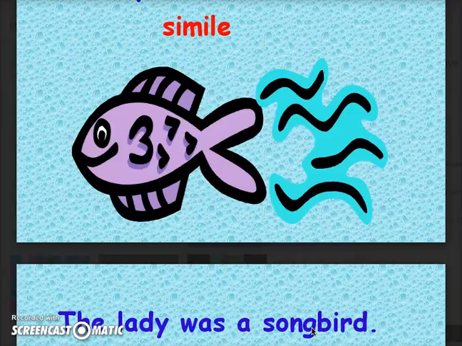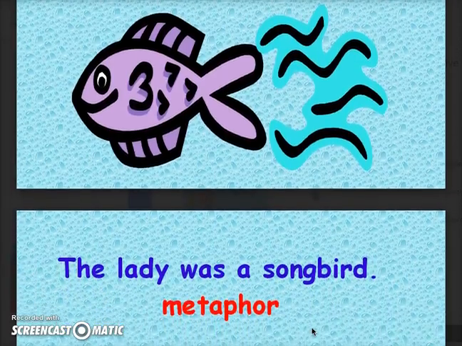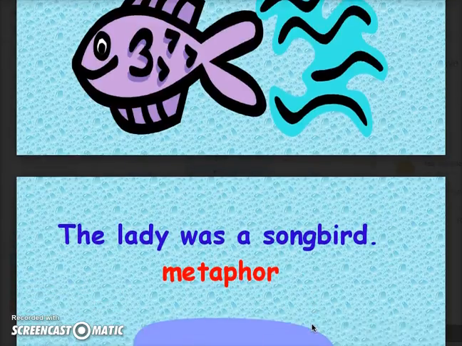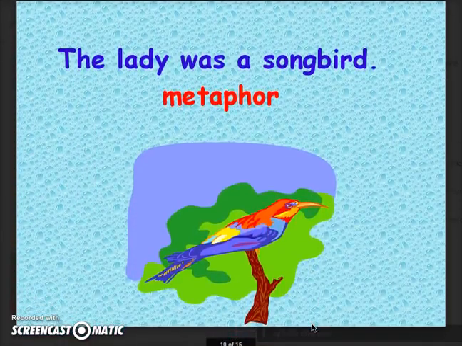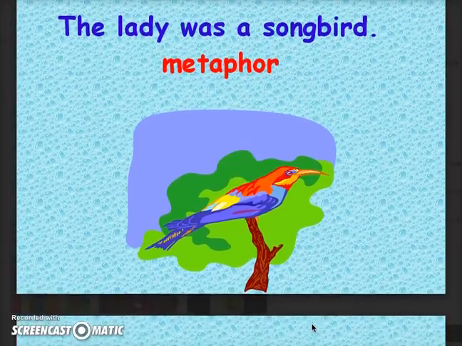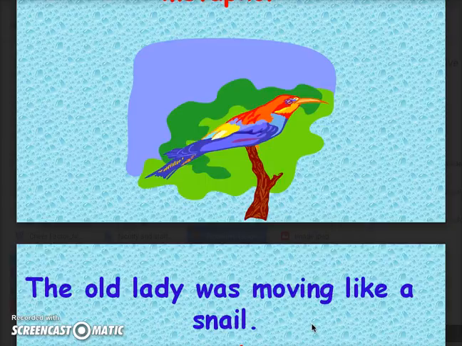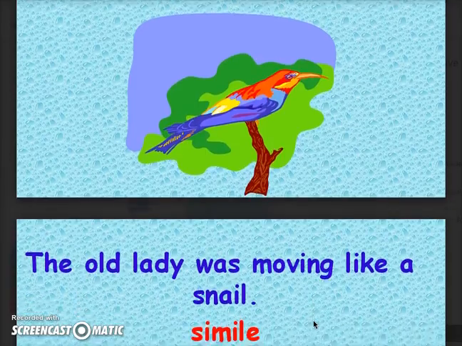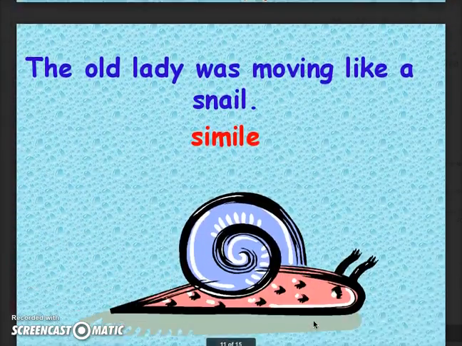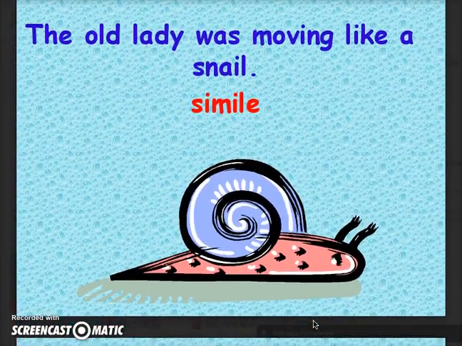The lady was a songbird. If you said metaphor, you're correct. The lady was a songbird. The old lady was moving like a snail. And again, there's a little word in here that will help you decide what form of figurative language this is. The old lady was moving like a snail. If you said simile, you're correct. Great job, boys and girls.